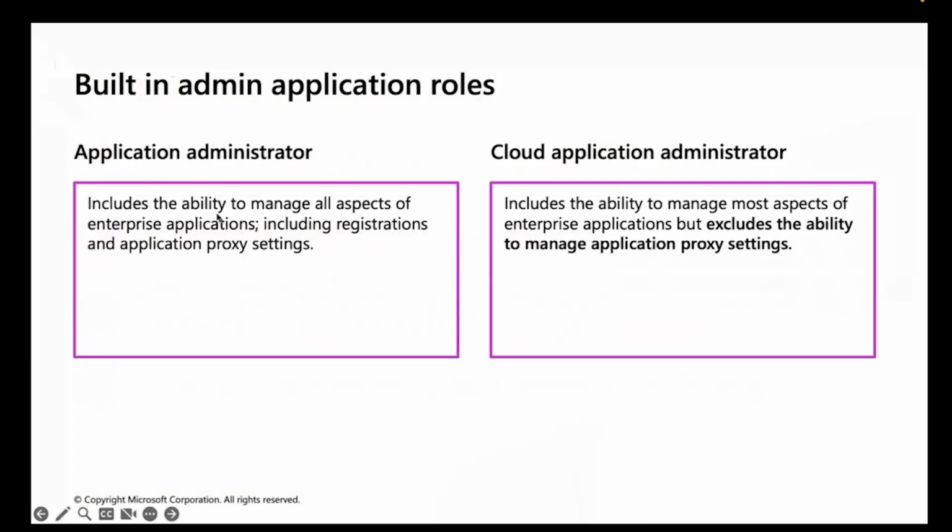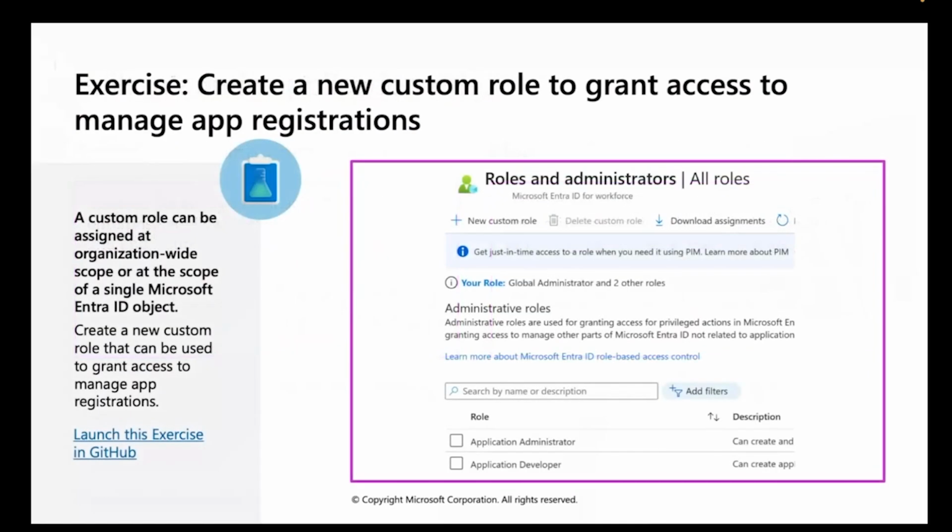Application admin includes the ability to manage all aspects of enterprise applications, including registrations and application proxy settings, whereas cloud application admin includes the ability to manage most aspects of enterprise applications, but excludes the ability to manage application proxy settings. So these are two different built-in roles, but you can create custom roles if you want. Here in the lab in GitHub you can see what kind of custom roles you can create.